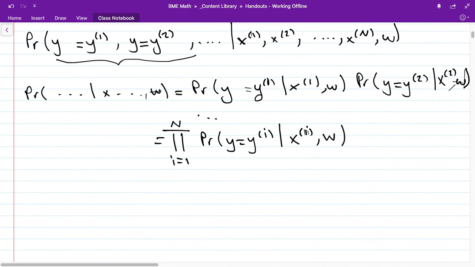Okay. So this is called a likelihood. Just to see what it means, the likelihood is the probability of all the data points that we observed, given all the x's that we have, and this parameter w. And the idea of maximum likelihood is to find the w that maximizes this quantity.